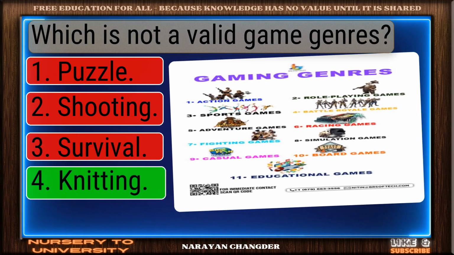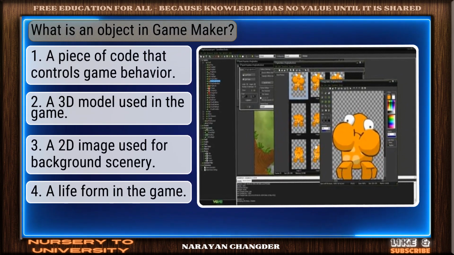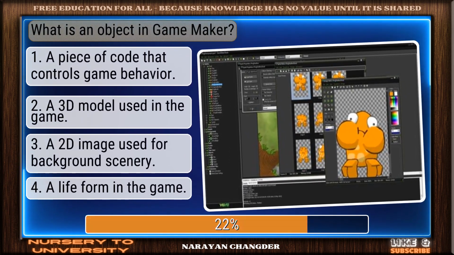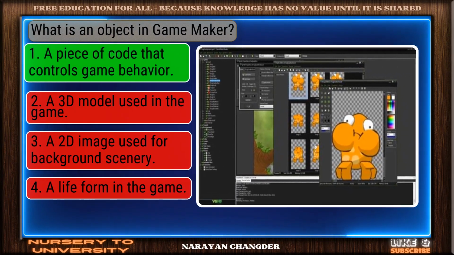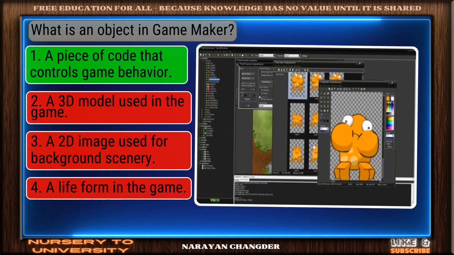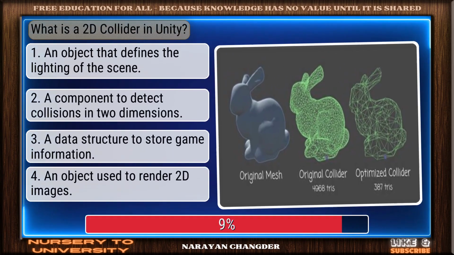Strong choice. Knitting is the right answer. Question number 62. What is an object in GameMaker? Great job. A piece of code that controls game behavior is the accurate answer. Question number 63. What is a 2D collider in Unity?